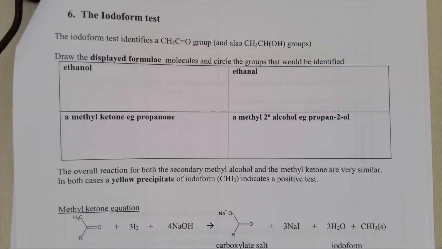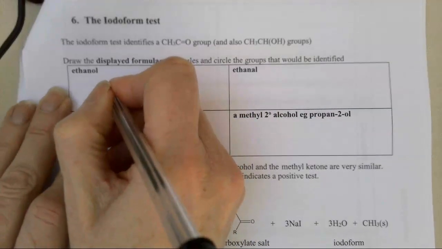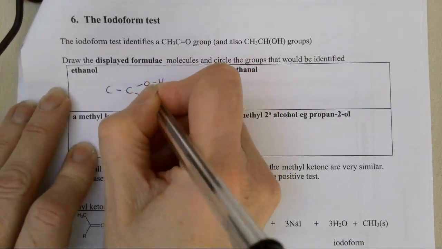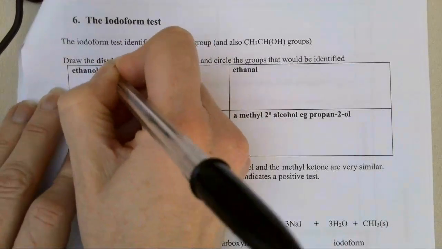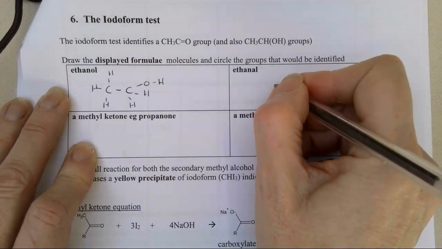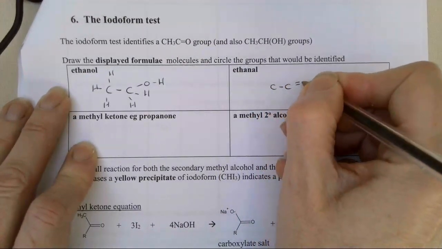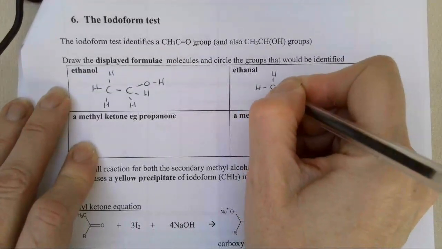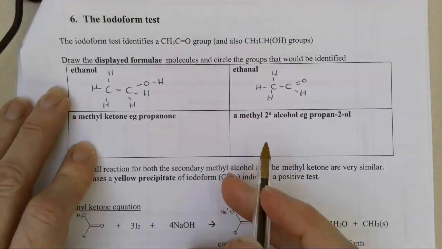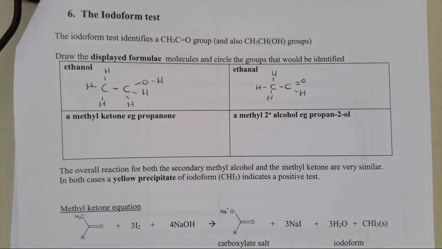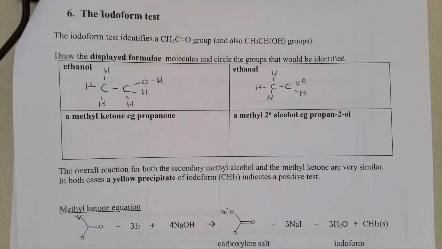So there are 4 molecules we need to look at. The first one is ethanol. So this is our primary alcohol. And the next one we're looking at is ethanal, which is an aldehyde. And the last 2 are not specific chemicals, but rather they're groups of chemicals. So we have a methyl ketone and a methyl secondary alcohol.